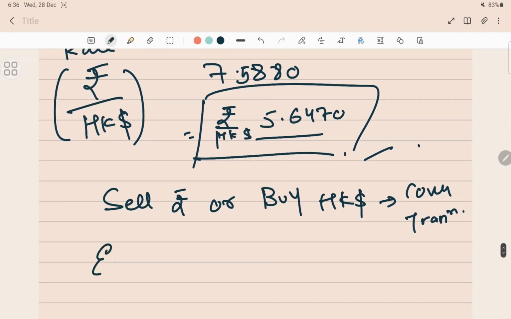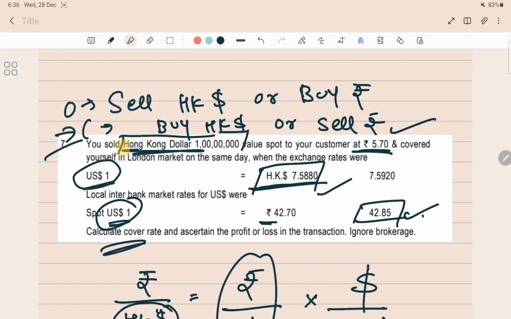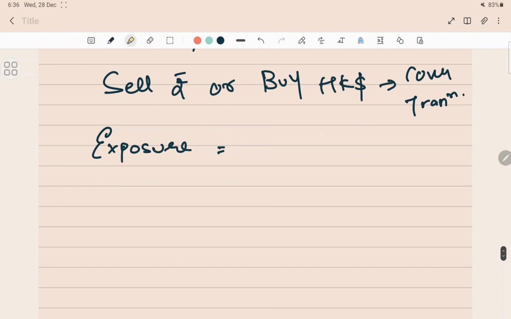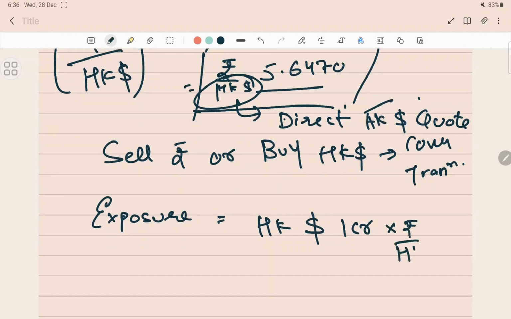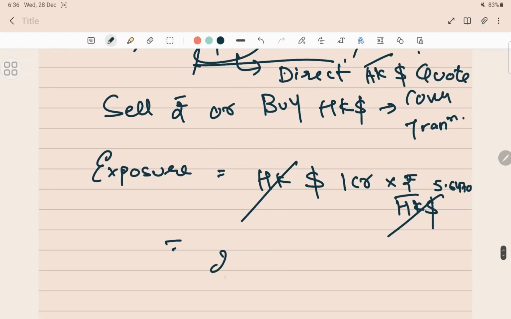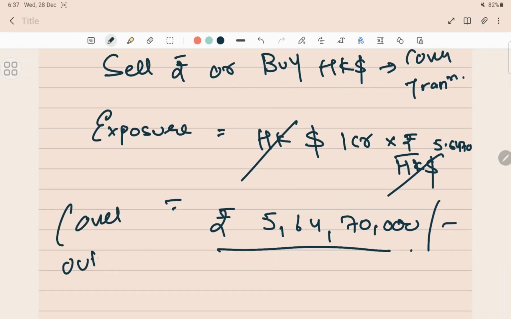The exposure is given to you in Hong Kong dollar, 1 crore. So the exposure currency is Hong Kong dollar, HK dollar 1 crore. And the quote that you have is also fortunately a direct HK dollar quote. So what do we do, multiply or divide? We multiply by 5.6470. Then finally we are left with rupees. Rupee how much? 5,64,70,000. Okay, this is your cover outflow of rupees, right? Are you able to understand?